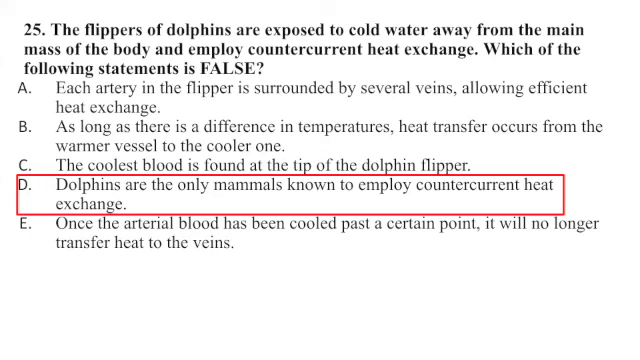And so B is correct because, right, the second law of thermodynamics states that heat flows naturally from an object with higher temperature to an object with colder temperature. You could think about this, right, in terms of diffusion almost, right, from high concentration of energy, heat, to a low concentration of energy, less heat. C, the coolest blood is found at the tip of the dolphin flipper. That's true because the tip of the dolphin flipper is the most distant part of the body.